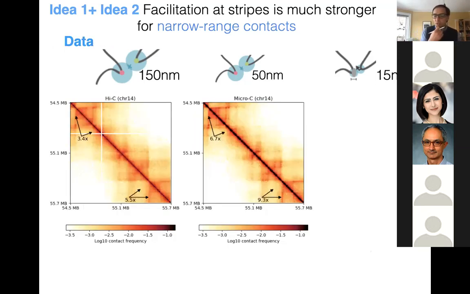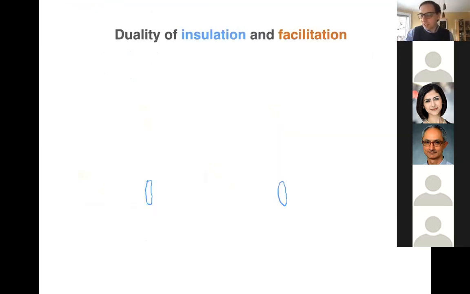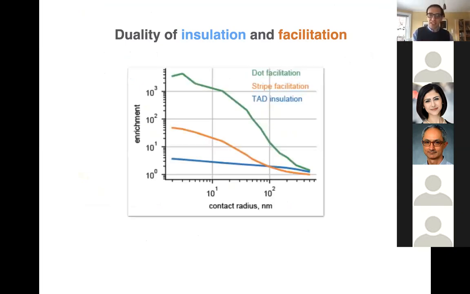And again, you can also look at Micro-C data, and you would see the stripes, and the stripes indeed get stronger when you compare them between Hi-C and Micro-C. And we don't know, again, there is no experimental nano-C. So this brings a notion, which is almost like a metaphorical thing. We are basically saying that extrusion boundaries play two roles. They're both insulators and facilitators.